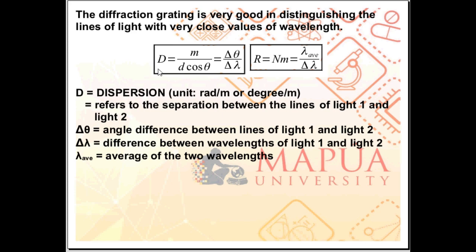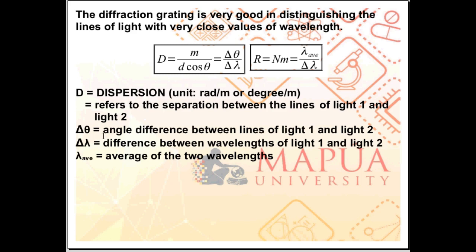We have the dispersion D is equal to m over d cosine theta, which is equal to delta theta over delta lambda. Capital R is equal to N m, which is equal to lambda average divided by delta lambda. The dispersion D has units of radians per meter, or in some cases, degrees per meter. The dispersion refers to the separation between the lines of light 1 and light 2.